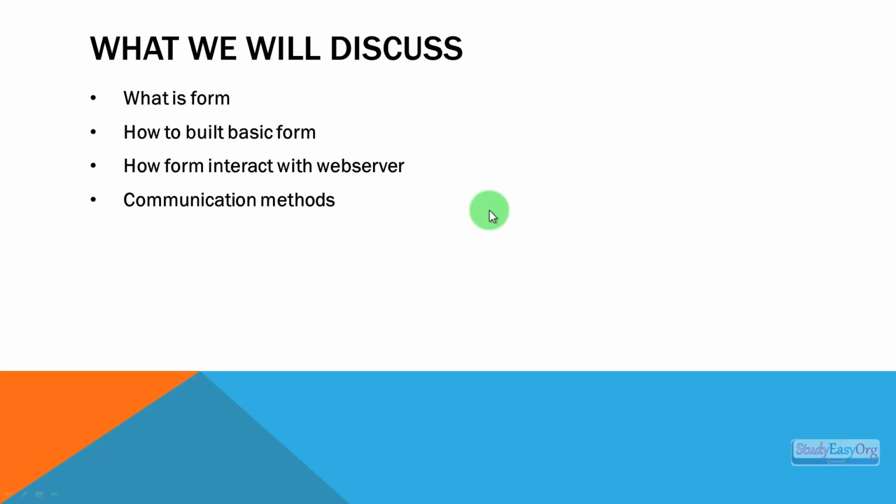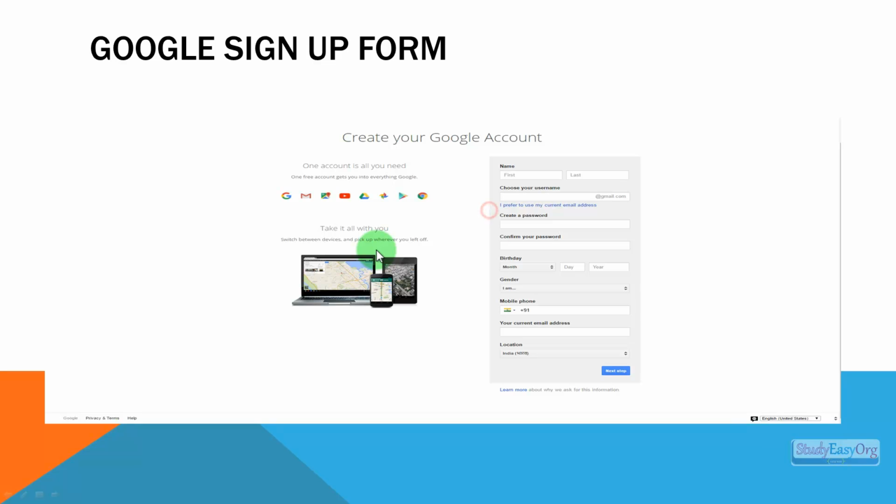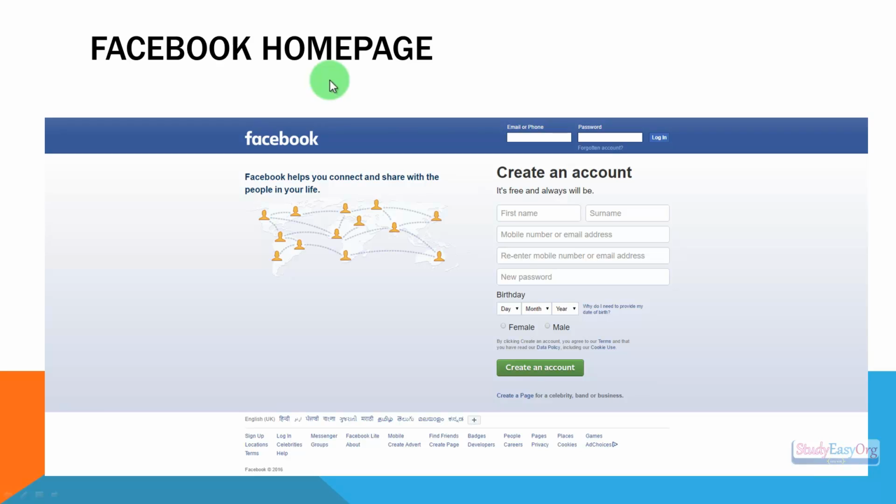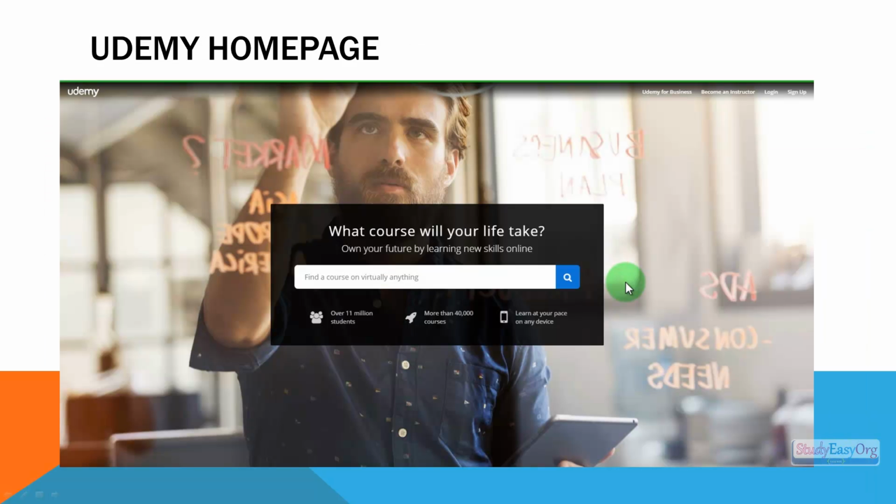Now if we talk about forms in web, forms are everywhere. For example, if we check this particular web page, this is a snap of a Google sign up form web page, and this particular form is nothing but a web page with a form. Whenever we would like to interact with the user, form is the answer. For example, if we go ahead and check the Facebook homepage, again it is a web page with a form. Moving forward, if we check Udemy's homepage, even in here we have this very simple form. Whenever it comes to interaction, form is the answer.